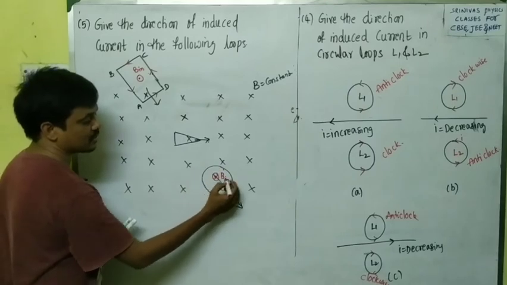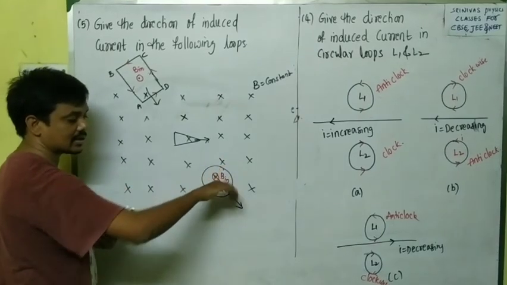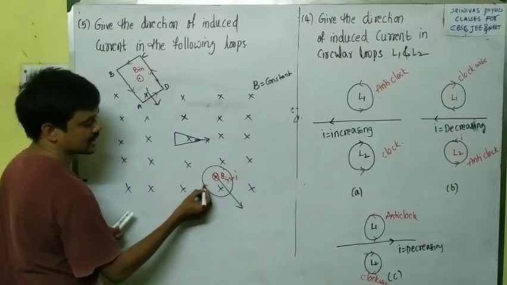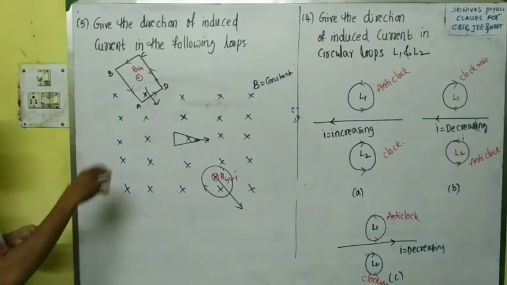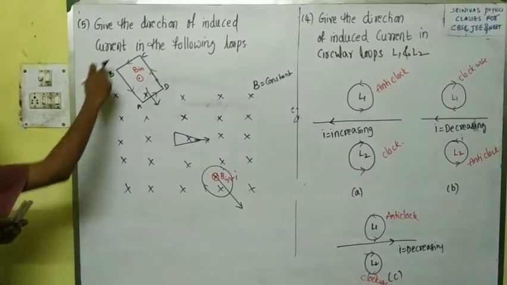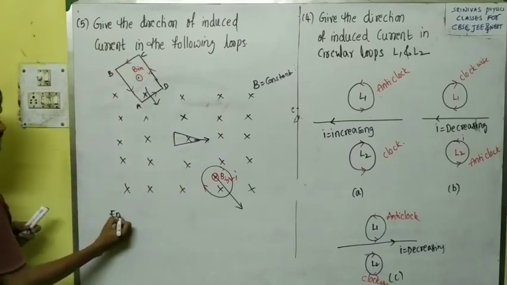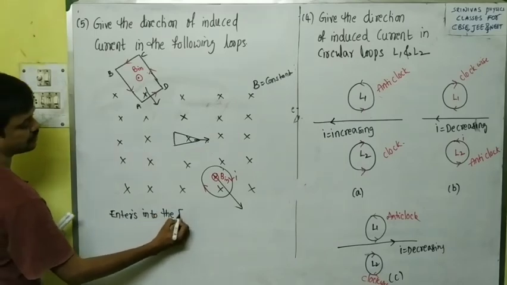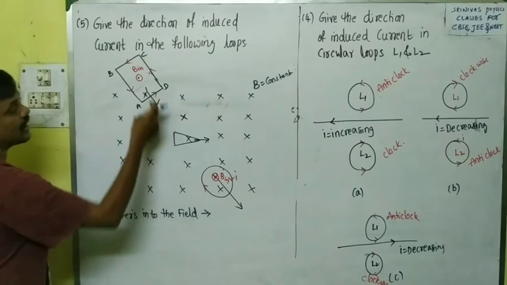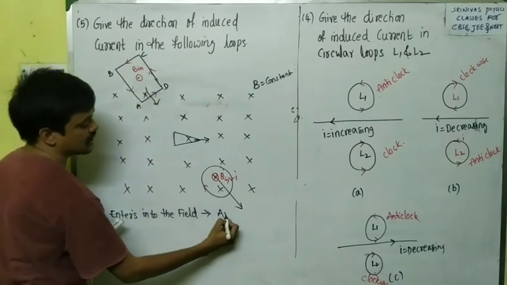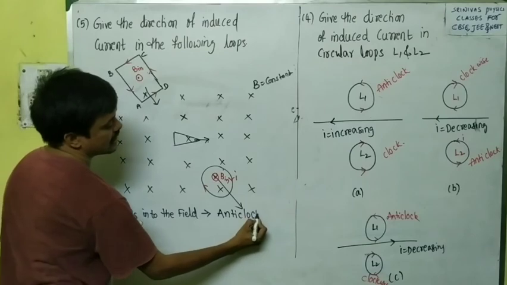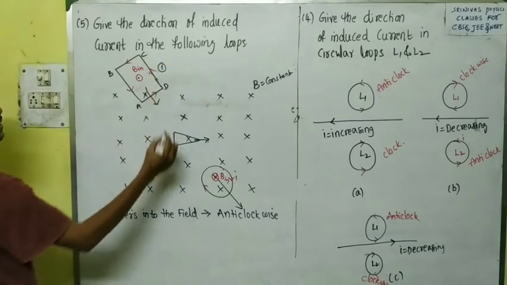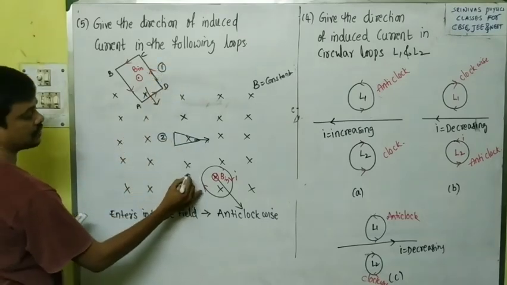Induced field cross means what about the induced current direction? The thumb shows inward and the curled fingers show the current. The current should be like this, clockwise. Simply, you can also remember this: if any loop enters into the field, an anti-clockwise current will generate. The induced current direction is anti-clockwise. This is the first one, this is the second one, and this is the third one.